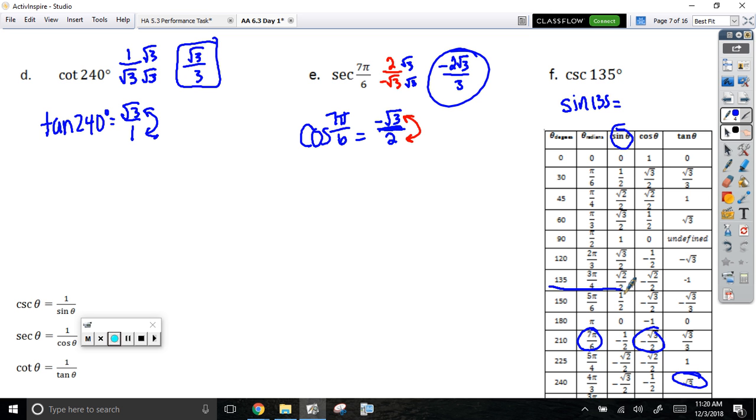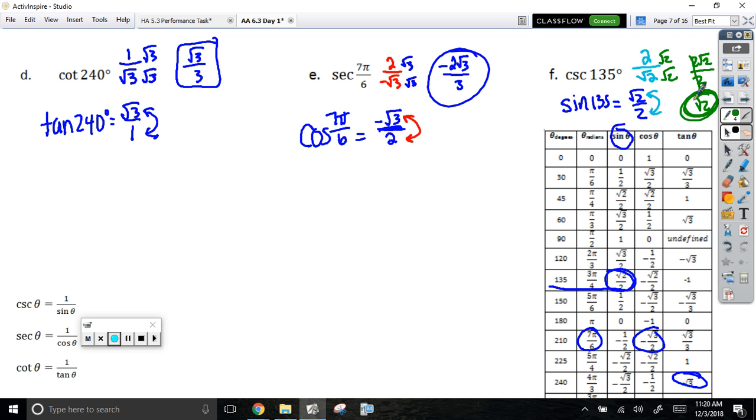Let's go to 135 and our sine. Take the reciprocal, and again, you don't have to show this work. You can take the reciprocal in your head, but just for the notes so that you have something written down. Then we have to rationalize. Ooh, the 2's will cancel, so my answer should just be square root of 2 for that one.